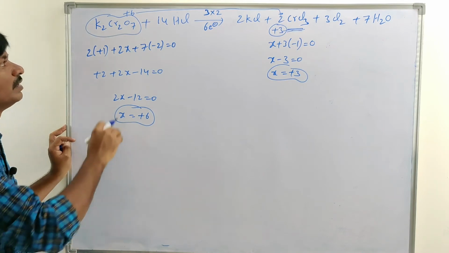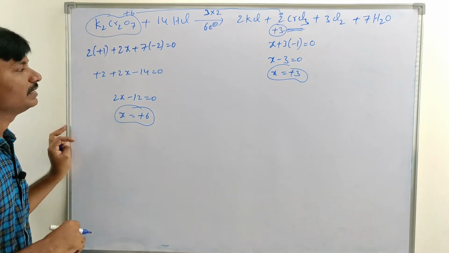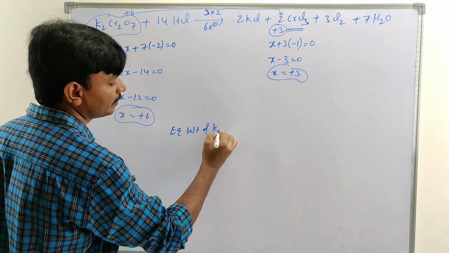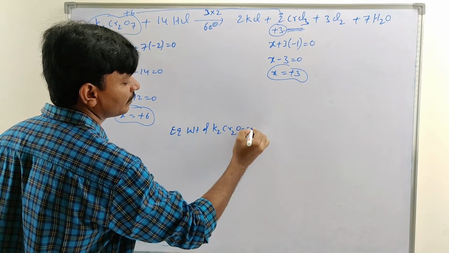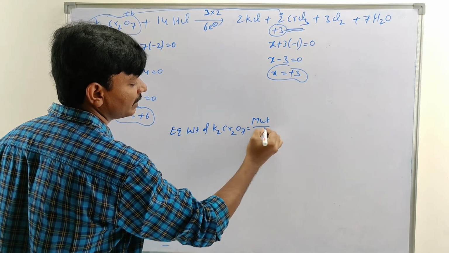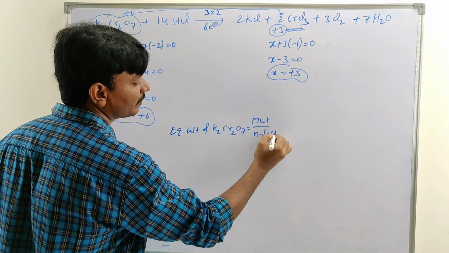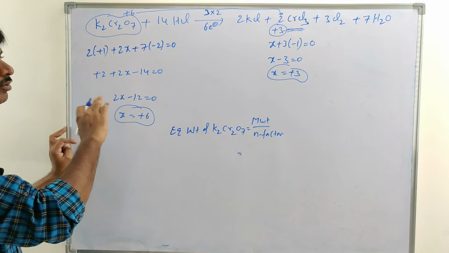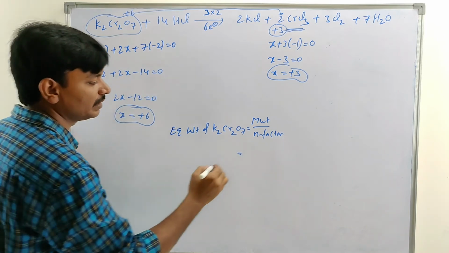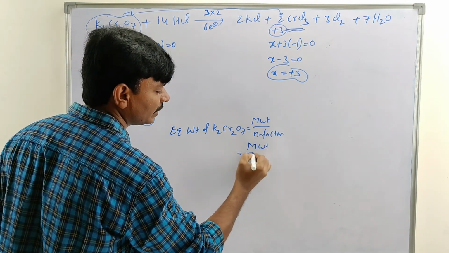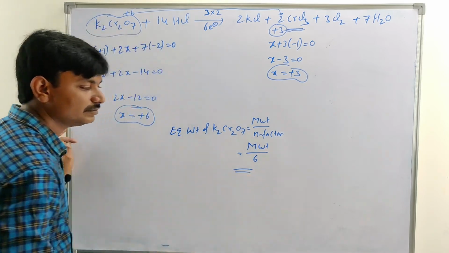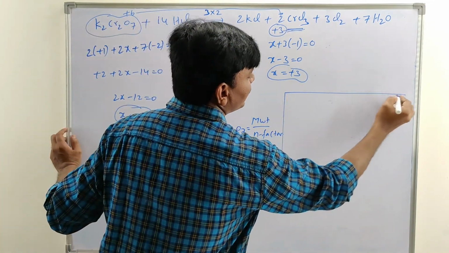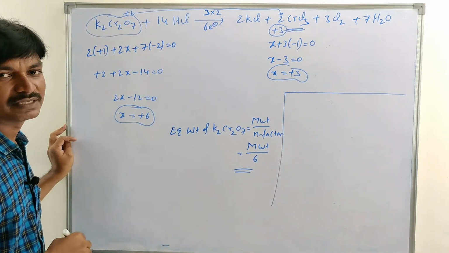Okay, so what is the equivalent weight of K2Cr2O7? Equivalent weight of K2Cr2O7 equals molecular weight of K2Cr2O7 divided by the n factor value. Here 6 electrons are involved in chromium to chromium conversion. That's why molecular weight of K2Cr2O7 divided by 6. Okay, clear? Then what is the equivalent weight of HCl for the given conversion reaction?